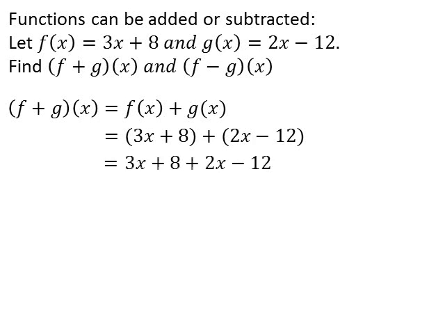So we have 3x plus 8 plus 2x minus 12. At this point, we can combine like terms. We have 3x plus 2x, so that's going to be 5x. And we have 8 minus 12, and that's going to be negative 4. So when I add f plus g of x, it equals 5x minus 4.